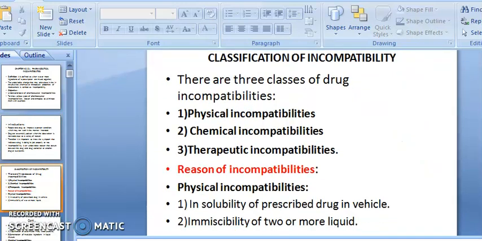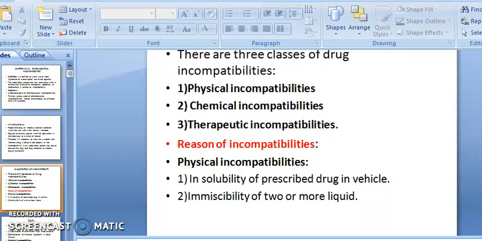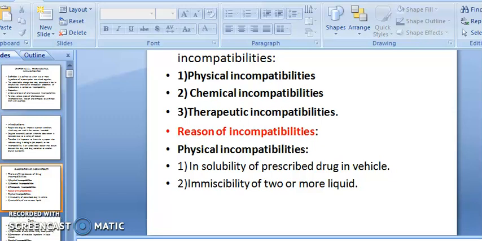Then we will discuss the classification of incompatibility. There are three basic classes of drug incompatibility. The first is physical incompatibility, the second is chemical incompatibility, and the third is therapeutic incompatibility. Reasons of incompatibility. What are the reasons the incompatibility will occur? First of all, we will discuss physical incompatibility.